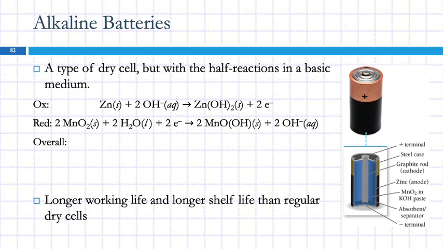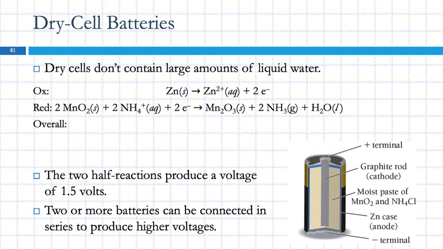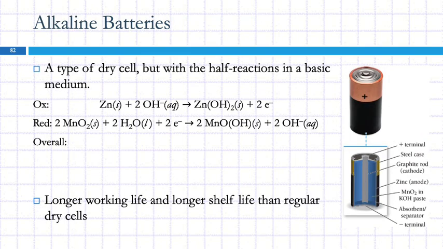So alkaline batteries, this is what you would probably think of as regular batteries. And they're called alkaline because it has a basic medium inside. So here we still have our zinc anode and a graphite rod in the middle for the cathode. But now the chemical reaction is occurring in a basic environment instead of an acidic one.